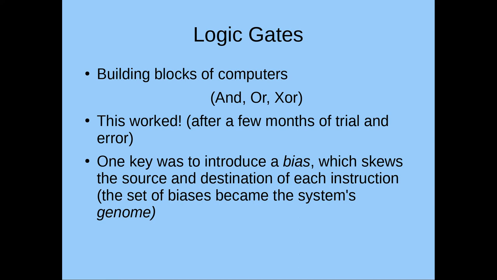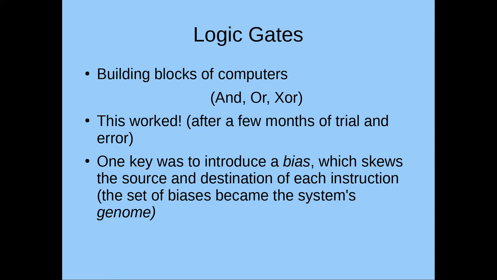So started trying to evolve an EEXIST system that could do basic logic operations, and guess what, it worked. Okay, now it took a few months of trial and error, there were some bugs in the simulation that had to be chased down, had to do some different tweaks on it, and eventually, one of the keys turned out to be, if we think of these transfers taking place, this instruction says transfer from location 2 to 10, we introduced a bias, which was fixed, and it said, whatever transfer this says, add a certain amount to the source and the destination. So if this says go from 2 to 10, it actually means go from 3 to 20, right? And that set of biases became basically the genome for each system. That's the thing that we mutated and combined to get new generations.